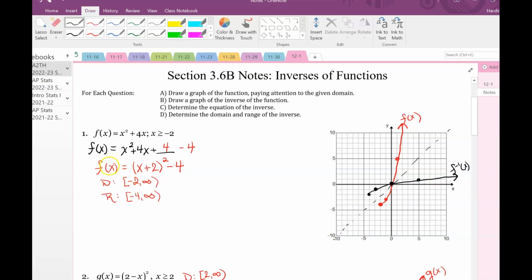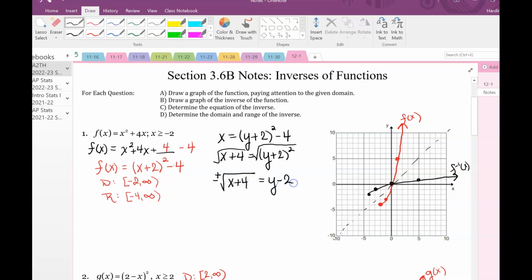Now, when I do the inverse equation, I'm not going to use that original one. I'm going to use the one that I put into vertex form. So I'm going to say x equals y plus 2 squared minus 4. Add 4 to both sides. Square root, plus or minus the square root of x plus 4 equals y minus 2. I'm going to add that 2 to the other side.